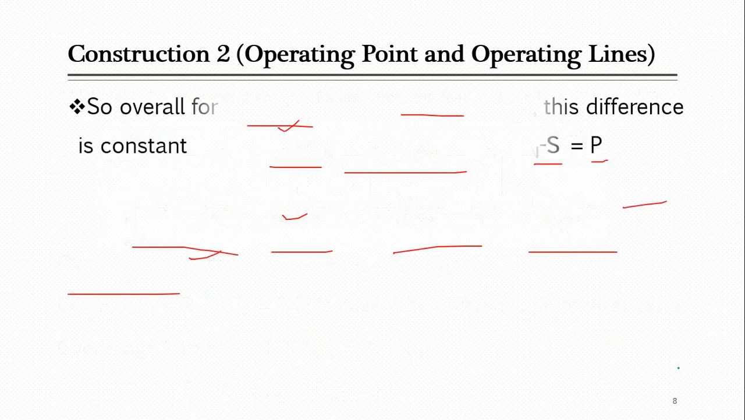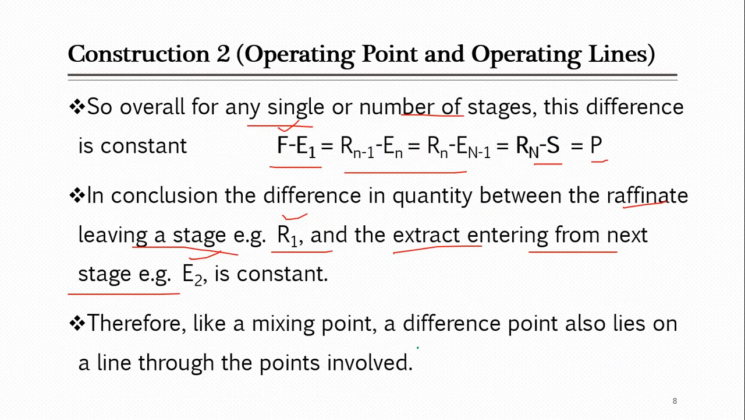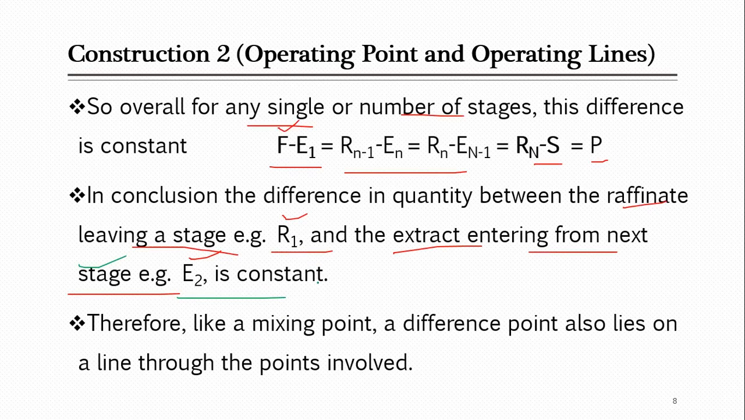Due to this he has written here that you can get the difference R1 minus E2 and all the others are shown here. Now you can easily get the idea that this difference will be constant. Where does this help us, we will look in the next slides. Up to here at least you should have the concept that this difference point P is constant for any stage if I apply the material balance and rearrange the equation in the specific order which I have told you.